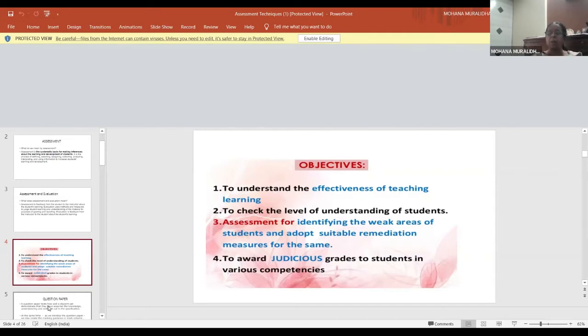See, how do we assess? The best way of assessing a teacher is to speak to a child. The child should be able to say that the teacher has done a good job. There is no other technique to assess a teacher. That child should be happy that they have understood something from the teacher. So, to understand the effectiveness of teaching and learning, to check the level of understanding of the students, correct?